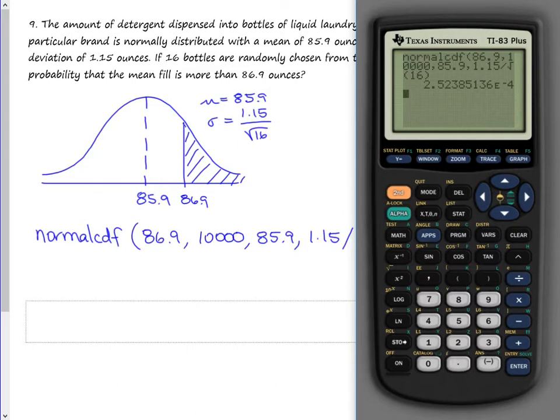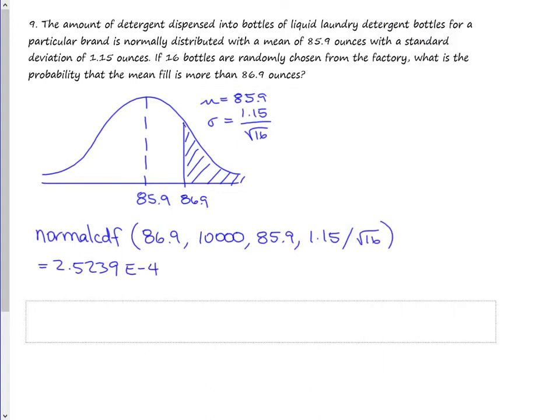So let's just write that down. 2.5239, I'll say, E minus 4. This is something that you should have seen enough in this class already that you know that this is just the way the calculator presents scientific notation. So essentially it means 2.5239 times 10 to the negative fourth power. So we just need to move the decimal places 4 places to the left.